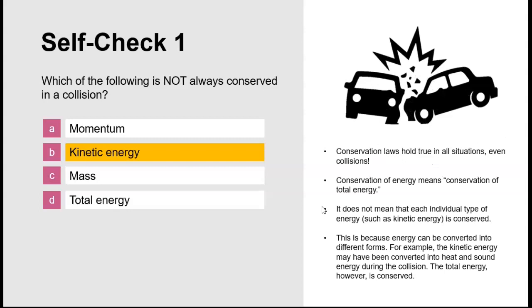If you chose kinetic energy, you're correct. Because conservation of energy really means conservation of total energy. But we know that energy can turn into different forms. And even though total energy is conserved, the specific type, kinetic energy, is not necessarily conserved. We're going to find out that this is going to become an important concept in the topic of momentum, so it was helpful to bring this up right here in the beginning.